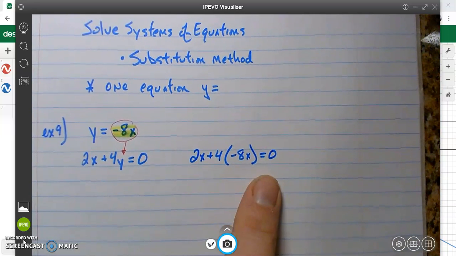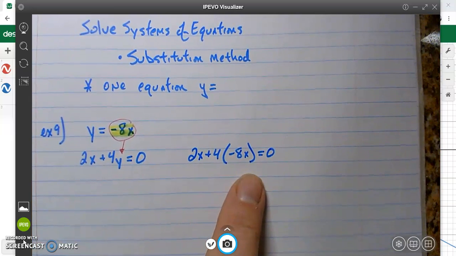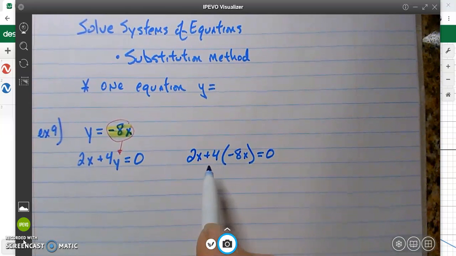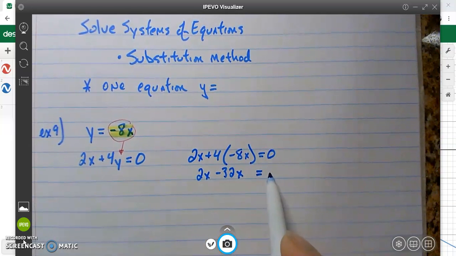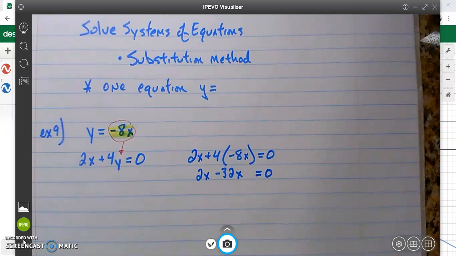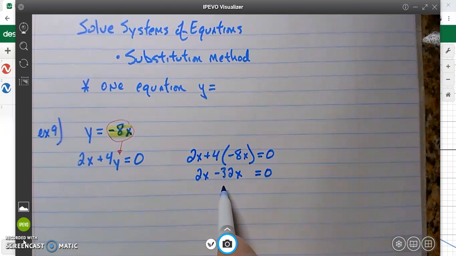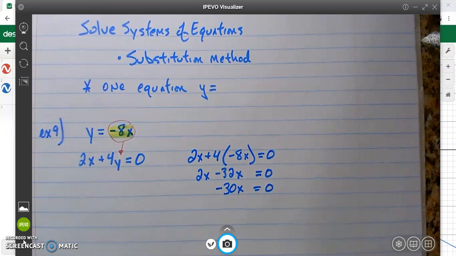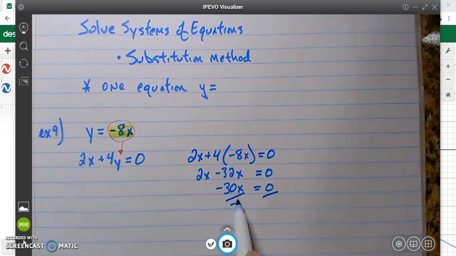Now I have one equation with one variable. So instead of having two equations with two variables, now I'm down to one equation with one variable, and now I can solve. So this is multiplication. That's going to be 2x minus 32x equals 0. Since these two happen to both be like terms, I can subtract those and make that negative 30x equals 0. And since I'm trying to get x by itself, at this point I'm going to divide both sides by negative 30.